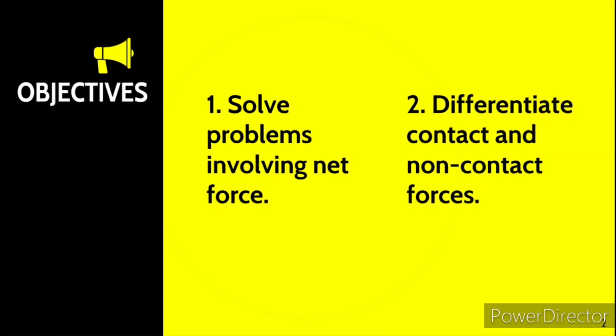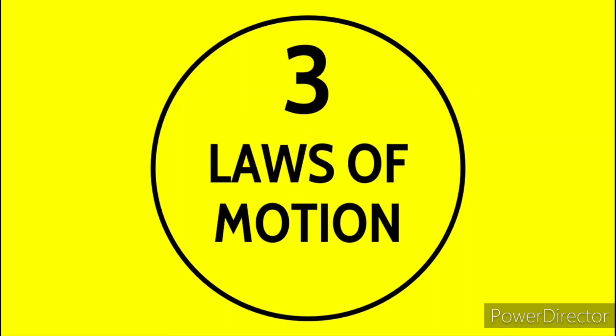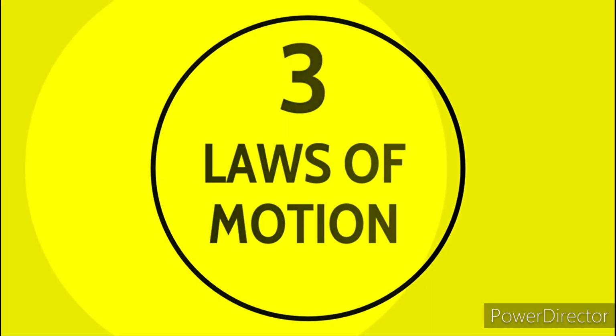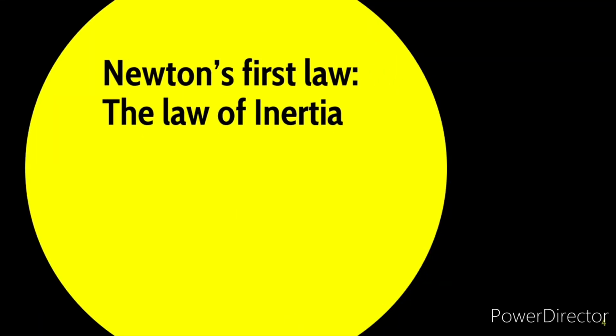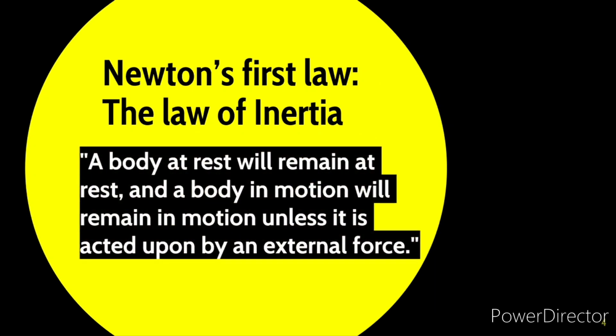But first, let's explain this. We have three laws of motion. Let's start with Newton's first law, which we call the law of inertia. When we say law of inertia, a body at rest will remain at rest and a body in motion will remain in motion unless it is acted upon by an external force.